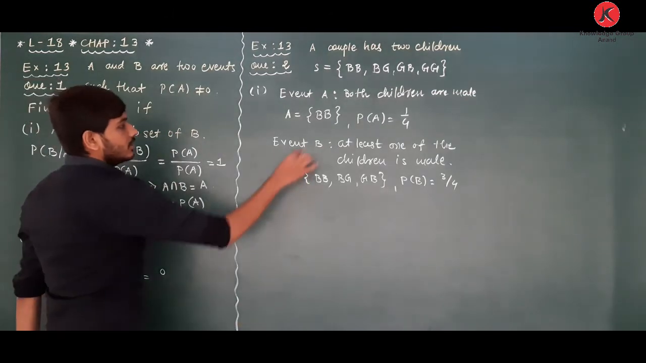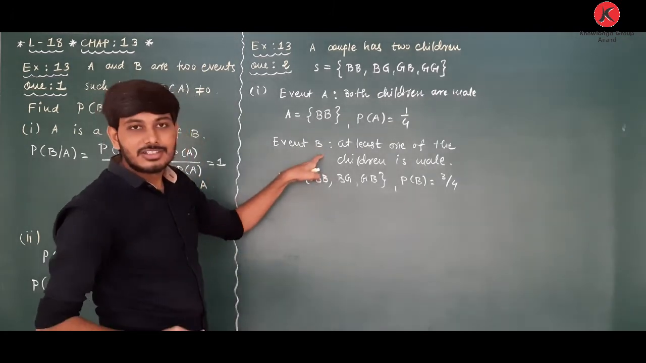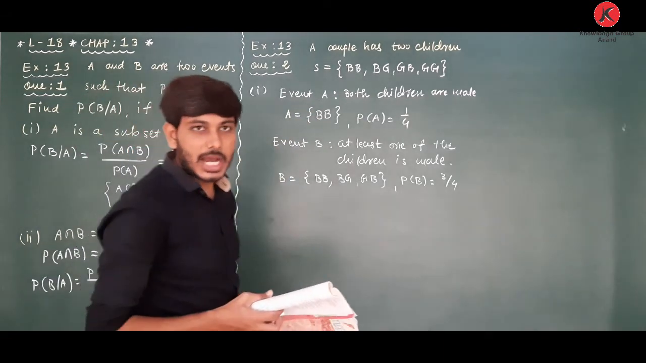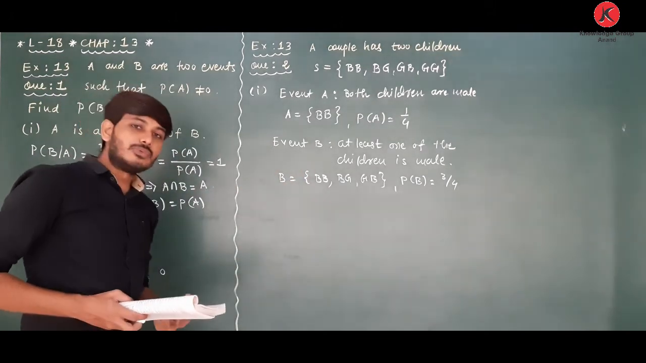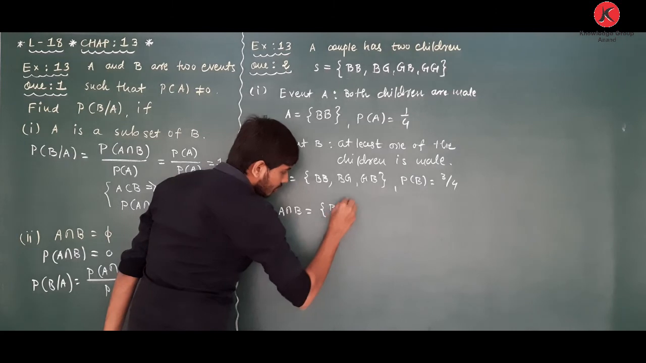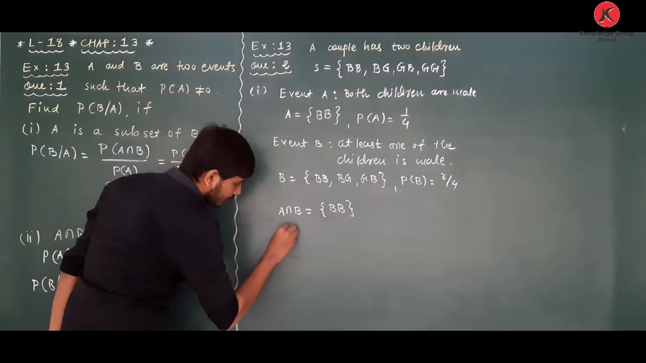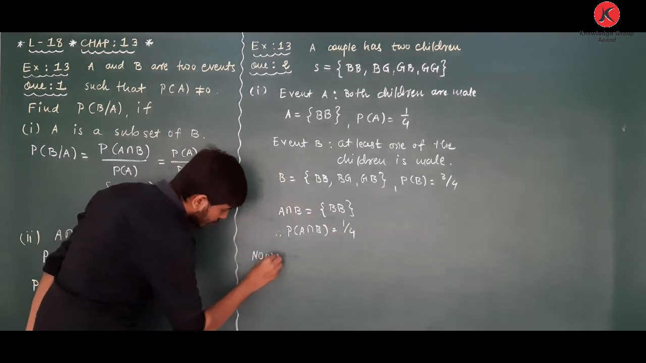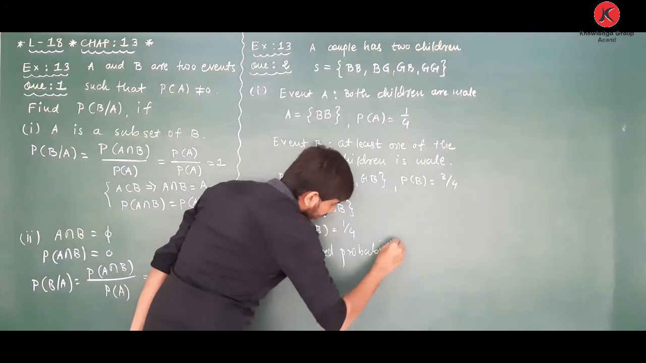Now we want the required probability. Keep in mind, the given event is B and we find the probability of event A given B. For that, the formula is probability of A intersection B divided by probability of B. Therefore we have to find the probability of A intersection B. First of all, find A intersection B. Therefore the probability of A intersection B equals 1/4.